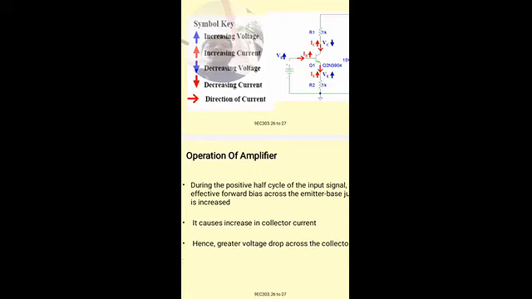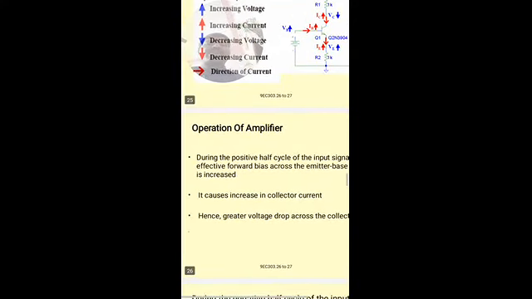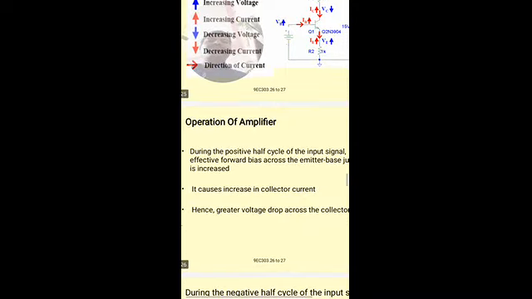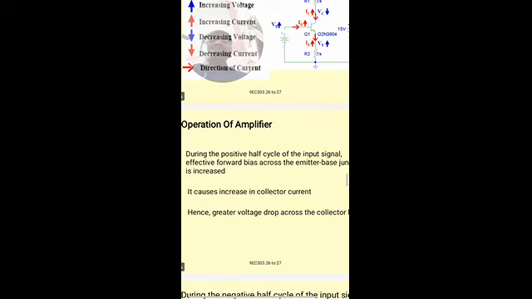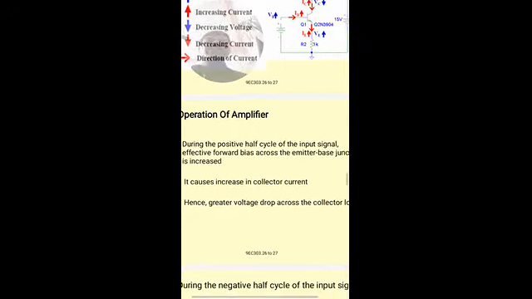During the operation, let us see, during the positive half cycle of the input signal, the effective forward bias across the emitter base junction is increased, because the signal to be amplified is an AC signal that varies with the time. So during the positive half cycle of the input signal, the effective forward bias across the emitter base junction is increased.